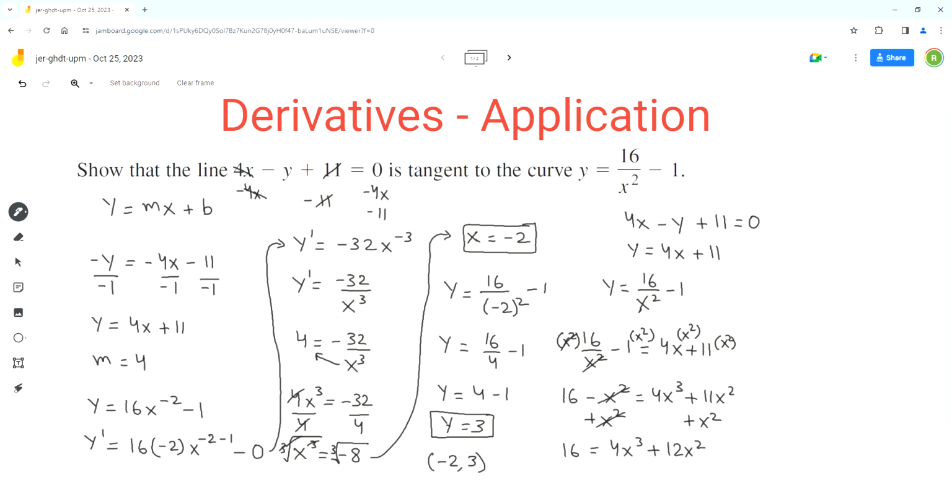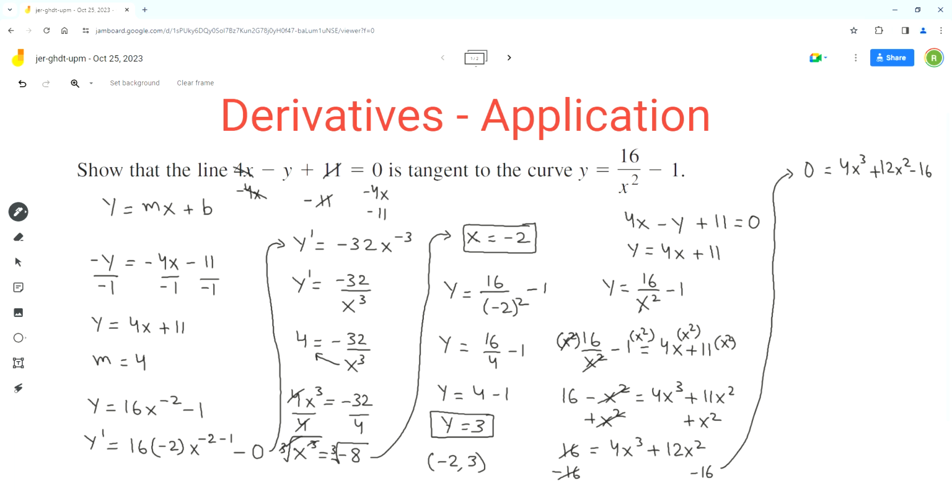Now we can move the 16 to the right side. So we subtract 16 from both sides. The 16s on the left side cancel each other out, and we get 0 equals 4x cubed plus 12x squared minus 16. So this is the equation we get when we set the two equations equal to each other.